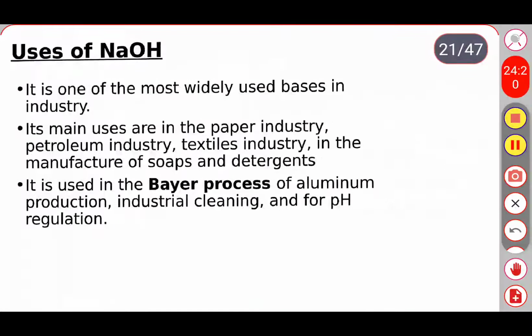Now see the uses of sodium hydroxide. What are the uses of sodium hydroxide or caustic soda? Sodium hydroxide or caustic soda is used in the manufacturing of soaps, detergents, paper, rayons, meaning artificial silks, and a large number of chemicals. With the help of this caustic soda, we can prepare a large number of chemicals.